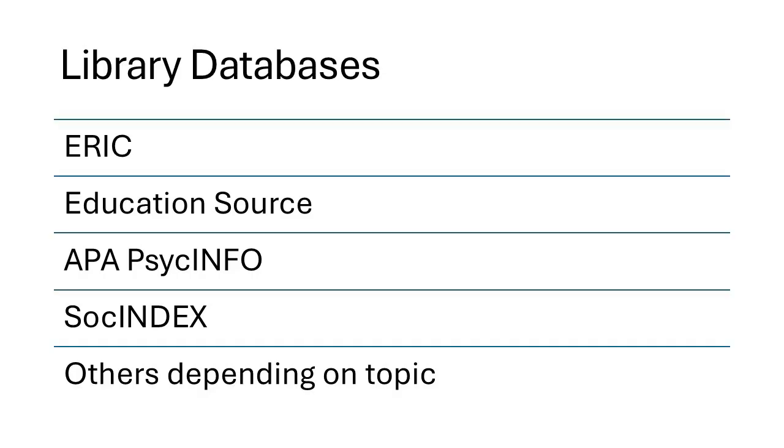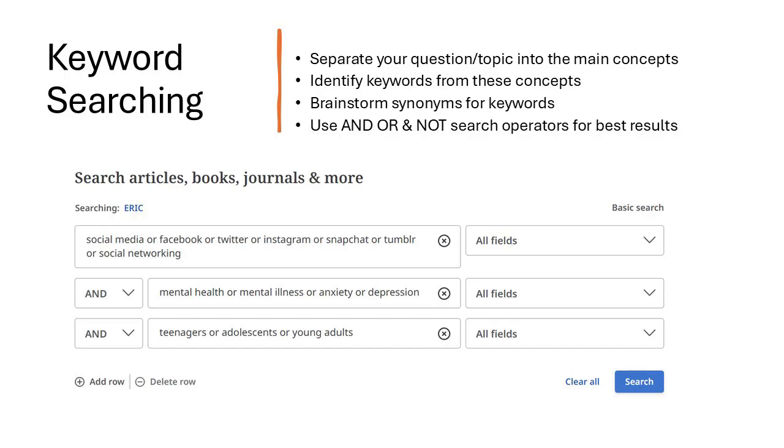Depending on your topic, you may want to branch out to PsycInfo or SocIndex, which are psychology and sociology databases, respectively. As you might have heard me or another librarian say before, the key to finding the best results in these databases is identifying keywords and utilizing search operators like and, or, and not.